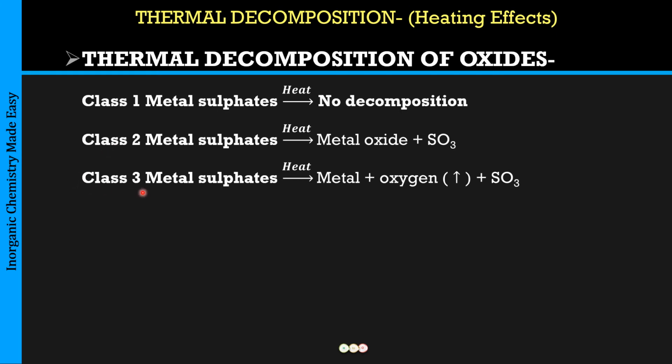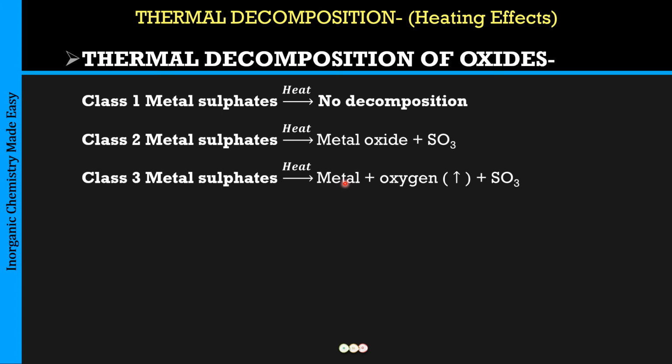And then we have the class 3 metal sulfates. They break down into metal plus oxygen and sulfur trioxide. So what this means is that on decomposing, the metal oxide which was formed breaks further into metal and oxygen. And that is what we have learned in this lecture. Class 1 metal oxides, no decomposition. Class 2 metal oxides, no decomposition. And class 3 metal oxides will be giving us metal and oxygen.